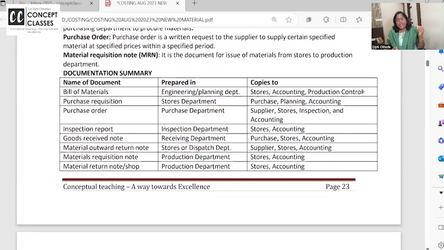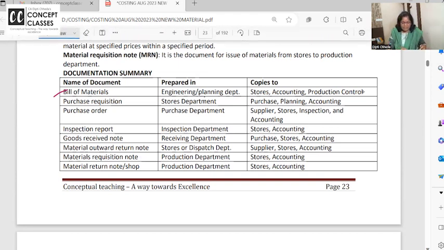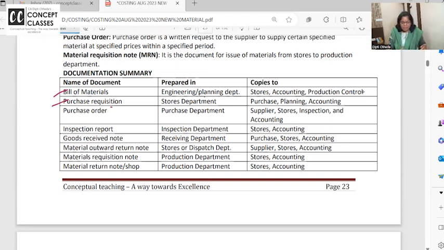So sometimes straight question for 4 marks, 8 bits. Who will prepare the document and who will use it? Bill of material is like standard for producing 1 liter of oil. What all material is required? Standard. This will be prepared by the engineering department. Purchase requisition will be prepared by the stores department, and it will be given to the purchase department that we want this much. Purchase order will be given by purchase department.